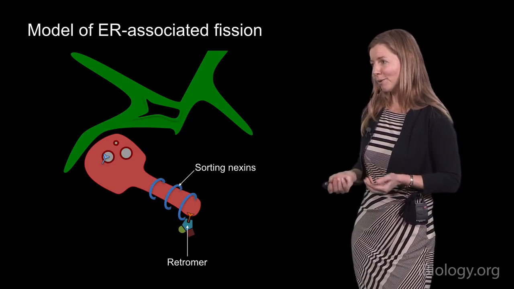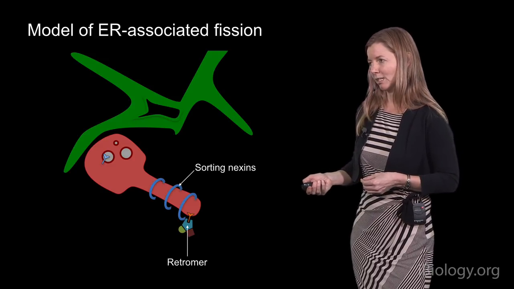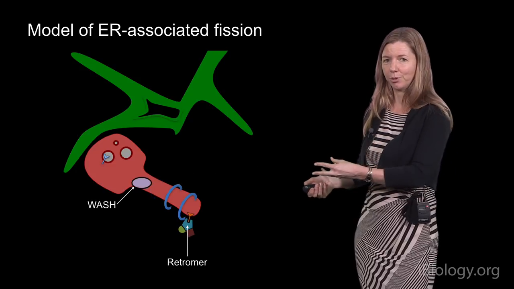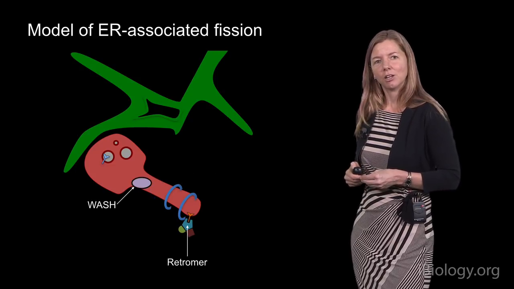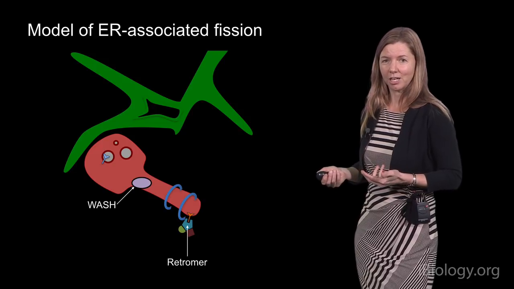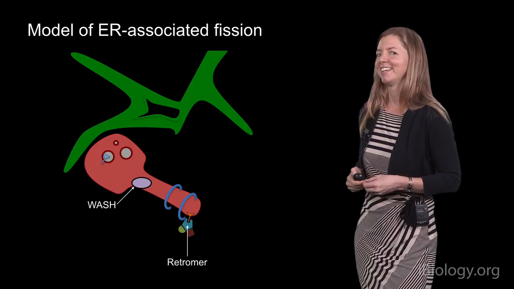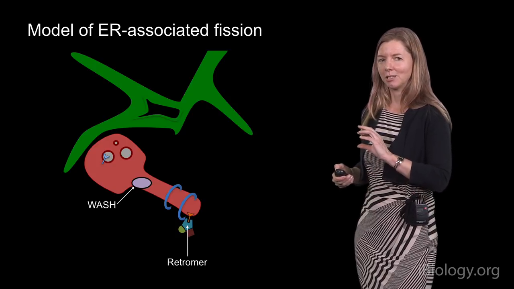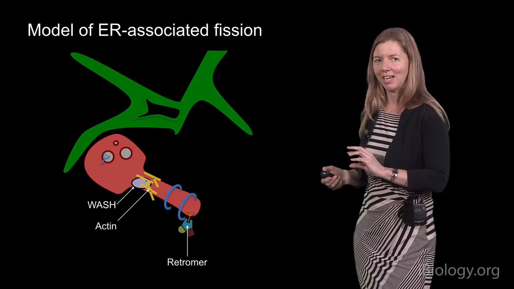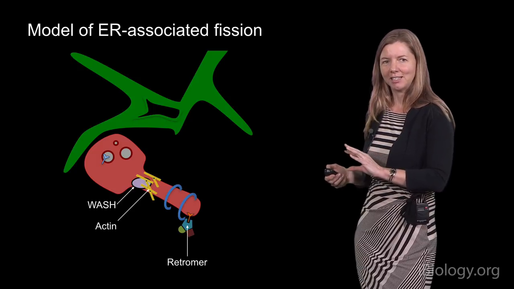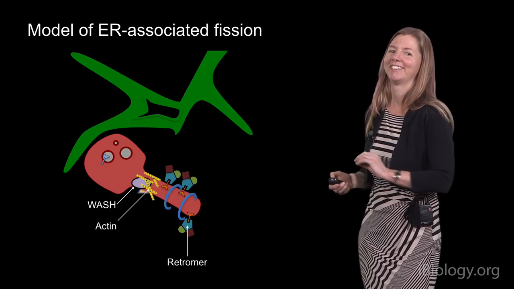So what we know from the literature is that there are various components, like sorting nexins and retromers, that help play a role in pulling out the endosome bud. There's an actin nucleating complex called WASH, which is actually part of the complex we used as a BioID fusion to identify TMCC1. Its role is to localize to the base of the bud, and it nucleates actin, branched actin. That stabilizes the bud so that cargo has time to sort into the bud.